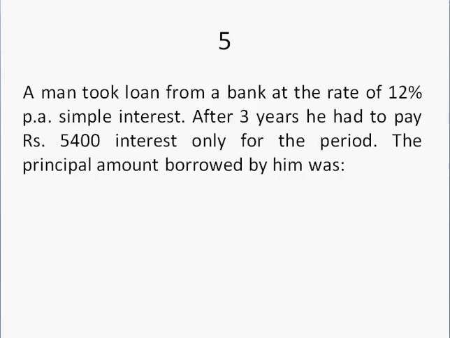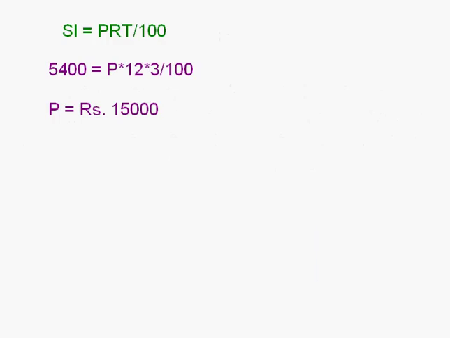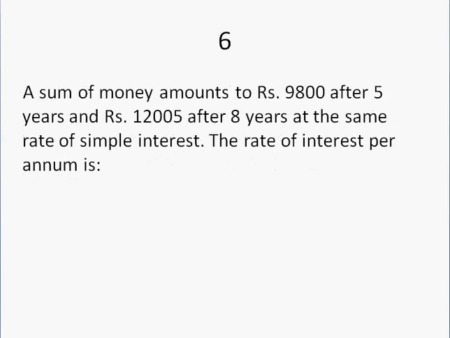That means you have to find P. Everything else is given, so you just need to put in the formula simple interest is equal to PRT upon 100. So you will get the principal as rupees 15,000. Alright. Now we'll move to question number 6.